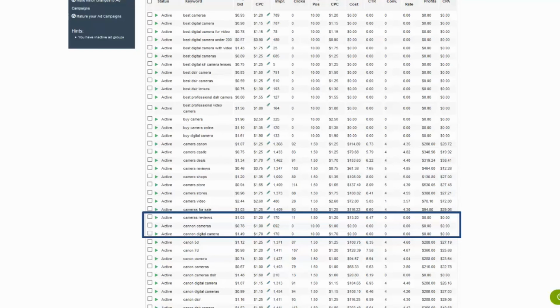Notice that actually Canon cameras and Canon digital camera cost us a decent amount of money, and we got 0 for it. So there's something wrong. Looks like Canon cameras is too broad a keyword term. This landing page doesn't seem to convert anybody. Get rid of that keyword. Canon digital camera, same thing. That keyword doesn't match our landing page. Our shoppers are not converting, so get rid of that. That will improve our performance immediately.